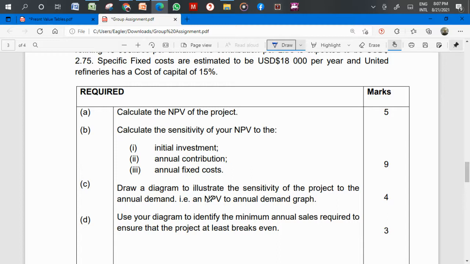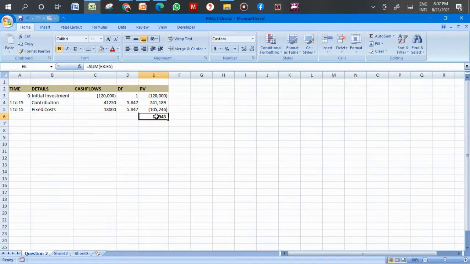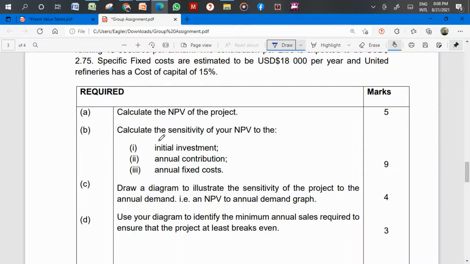And now calculate the sensitivity of your NPV to the initial investment. So this is very simple. We are going to say, by what percentage should we allow our initial investment to increase, or our annual contribution to fall? Initial investment, it will be to increase because it's a cost. Also the fixed cost, by what percentage should we allow it to increase before the project is undesirable.